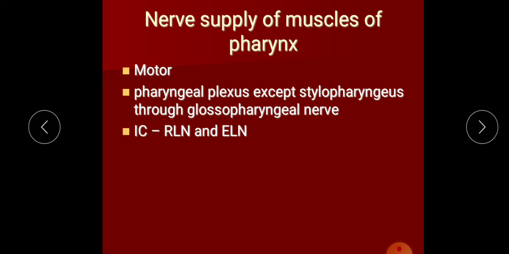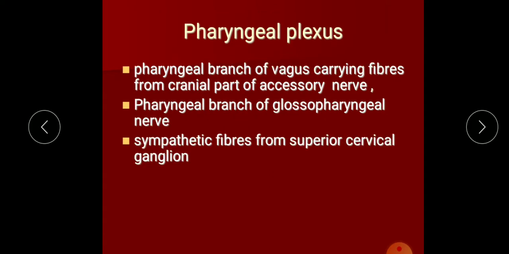This inferior constrictor gets two more nerves. One is the recurrent laryngeal nerve, the other one is the external laryngeal nerve. So I was using the term pharyngeal plexus. Pharyngeal plexus, what is it actually?